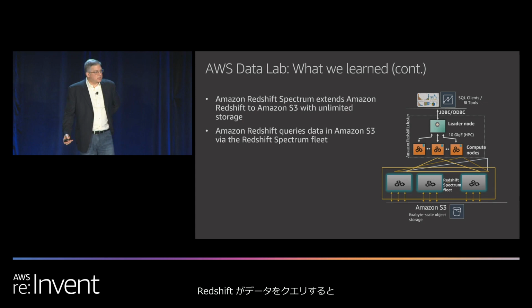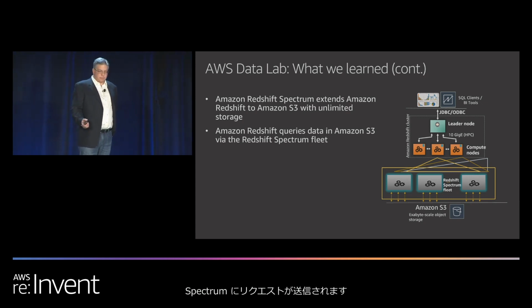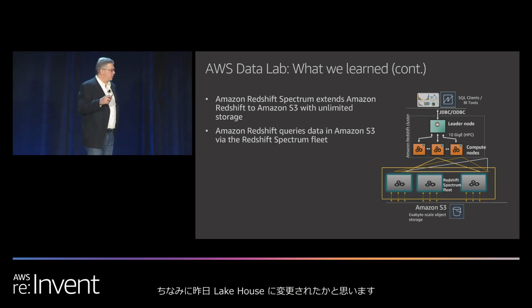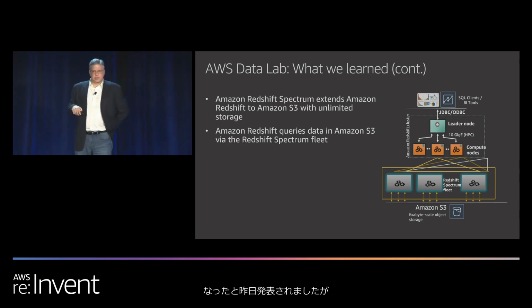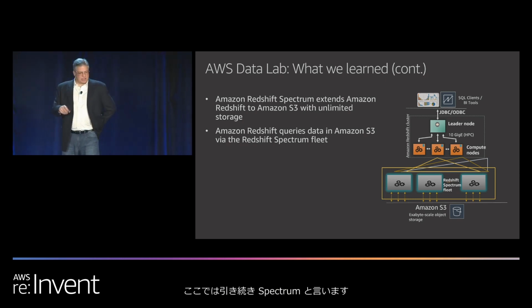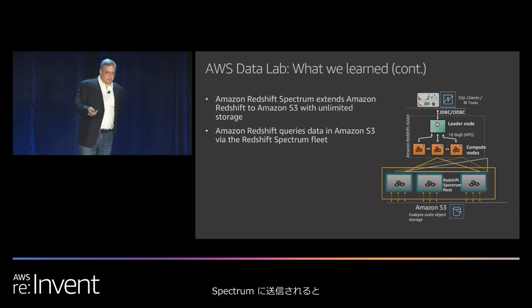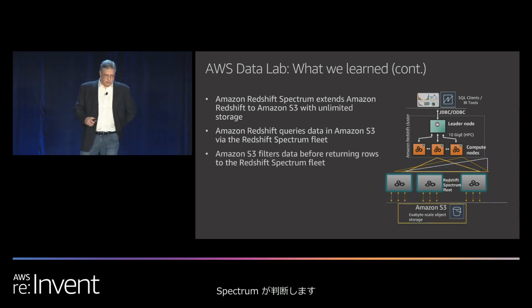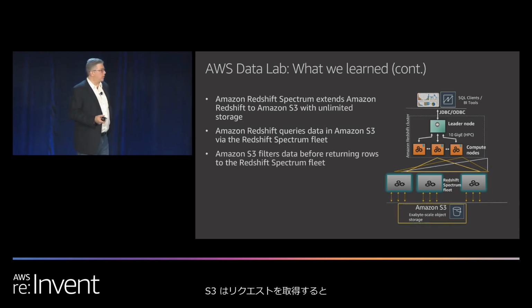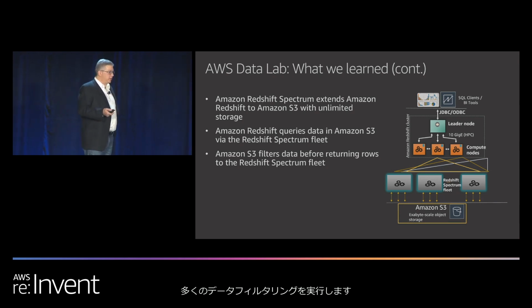Redshift, when it queries data, sends the request to Spectrum, which, by the way, I think they changed to Lakehouse earlier. Yesterday it was announced Spectrum is now Lakehouse, but I'm going to keep saying Spectrum. So it sends it down to Spectrum, and then Spectrum is going to decide what queries or what commands to send down to S3. Once S3 gets the request, it does a lot of data filtering there.